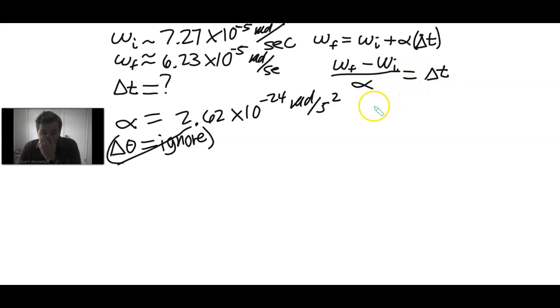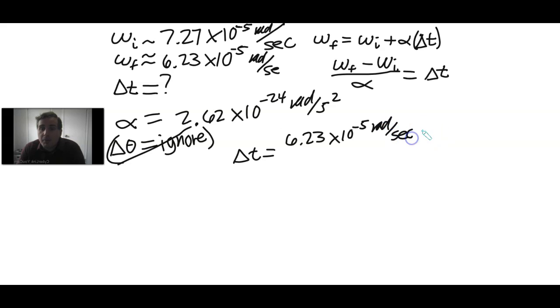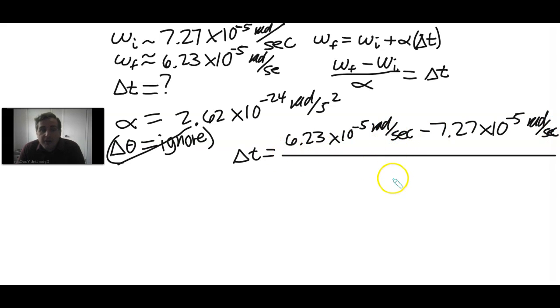And we can put all the numbers in. So let's do that. Delta t is omega final, which was that 6.23 times 10 to the minus 5th radians per second minus 7.27 times 10 to the minus 5th radians per second, and divide that all by the alpha, the angular acceleration of 2.62 times 10 to the minus 24th radians per second squared.